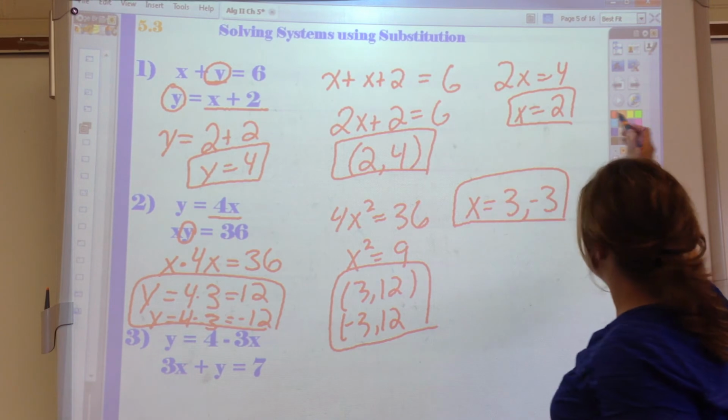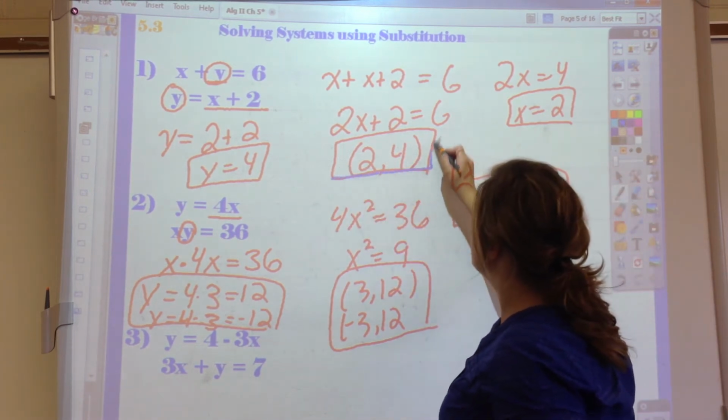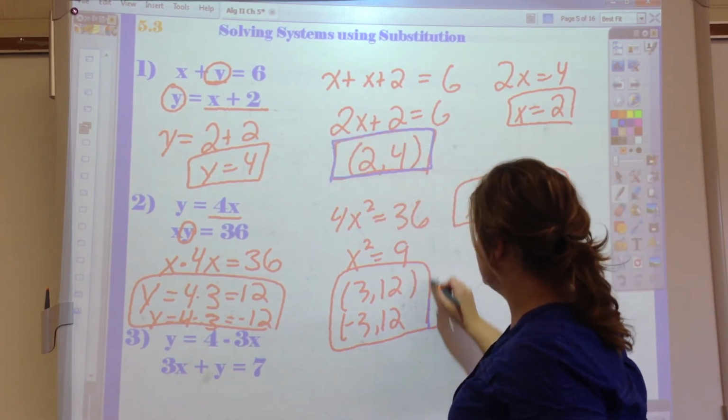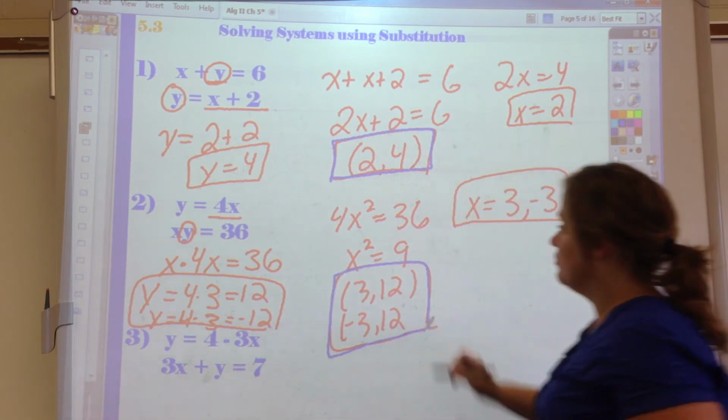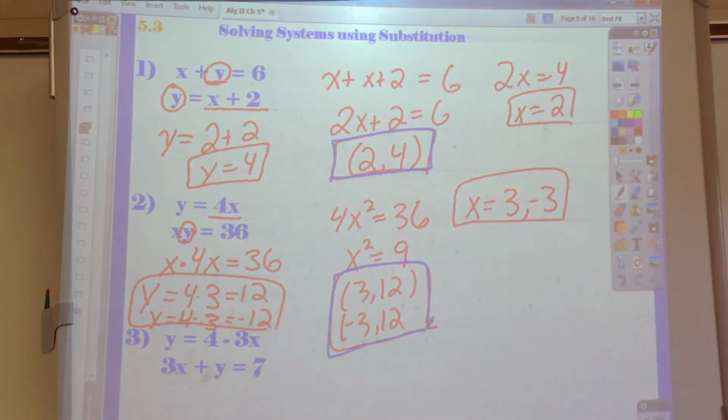What I would like to see on your homework is solutions just like we found in section 5.2, where we're showing graphically what those points would be. All right, if you're brave, go ahead and put the video on pause and try number 3 on your own before we do it together.